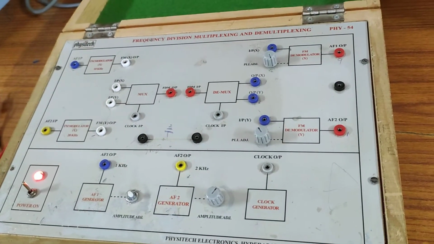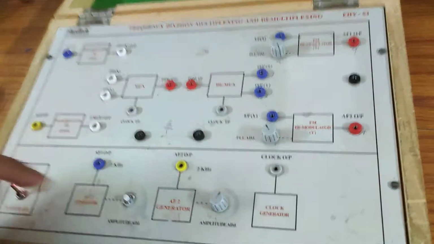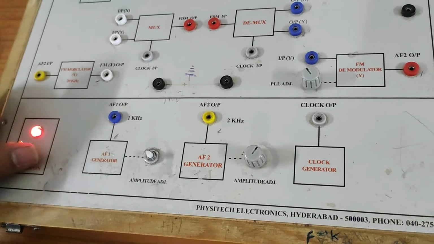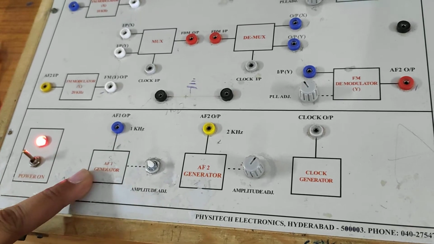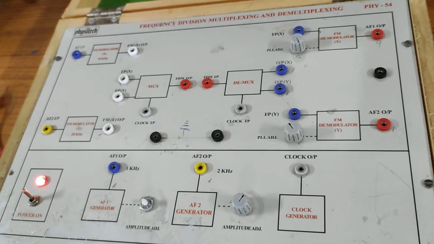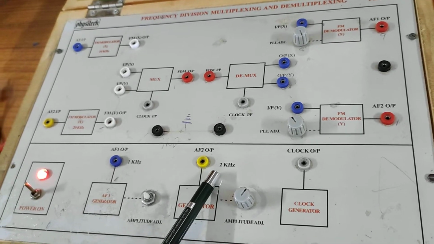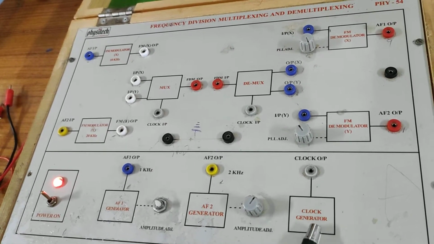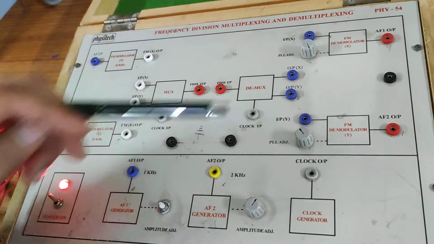At the same time, coming to the definition of frequency division multiplexing, here you can see the block diagram. Here you can find these are the inputs. At first we switched on the power supply, and this is the audio frequency signal generator. It is going to produce a 1 kHz signal, and there is another message signal, AF2, which is going to produce a 2 kHz message signal. These two are low frequency signals when compared with the clock. This one is the clock generator, which supplies both the multiplexing side and the demultiplexing side.